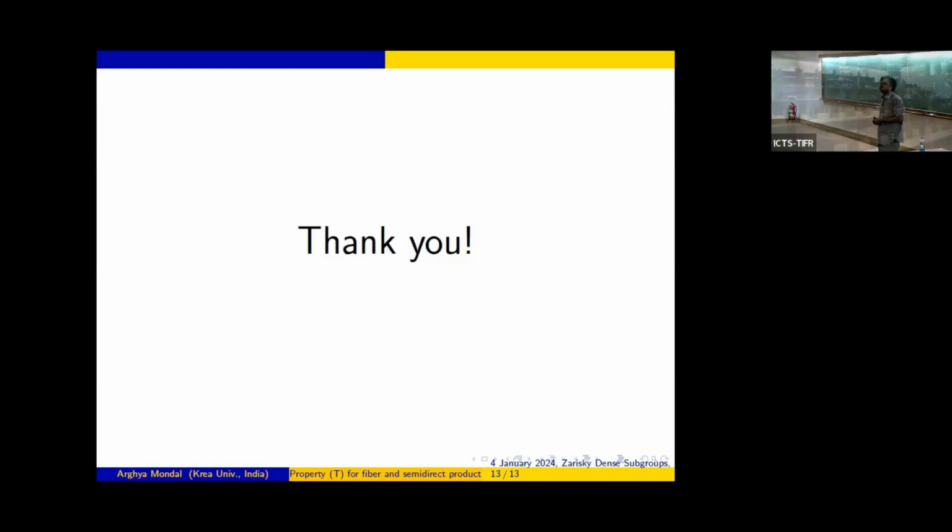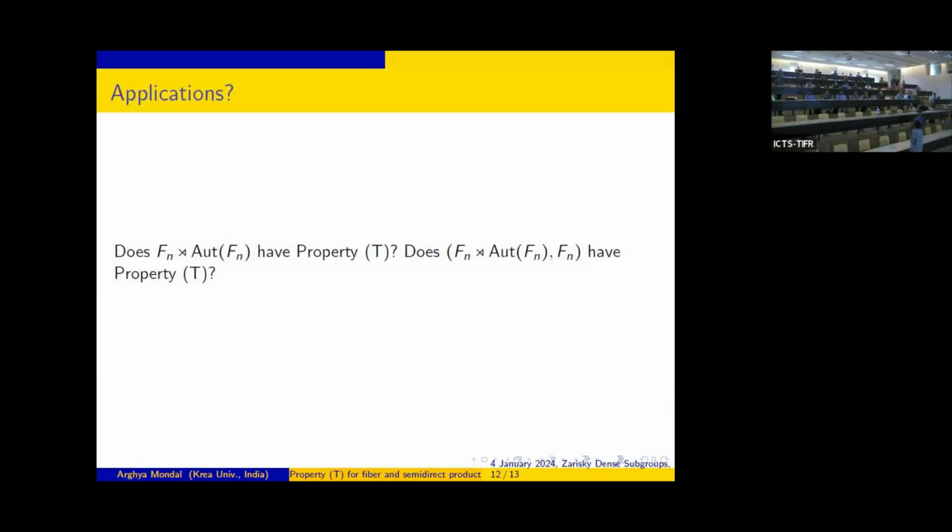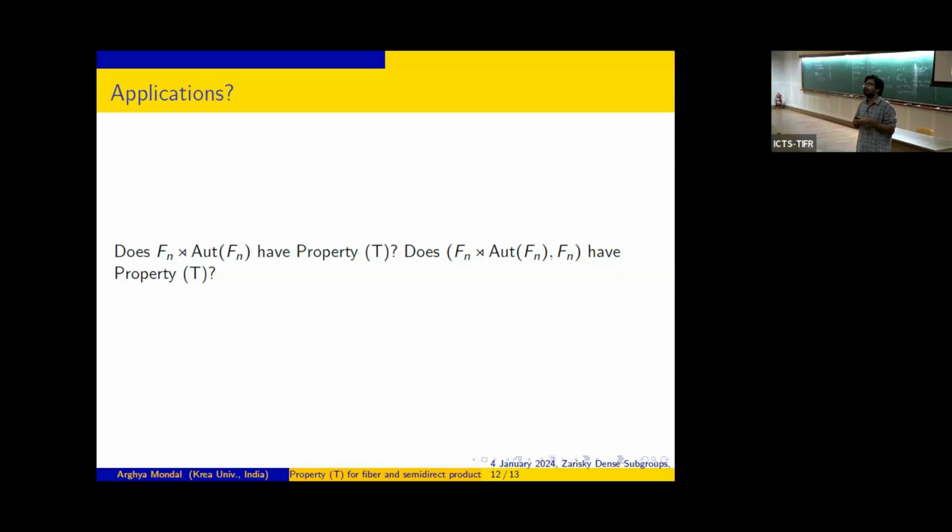The lower Out(Fn) do not have property T, we know that, but maybe the relative property T still holds, like in the case of... I don't know that. I'm just asking.